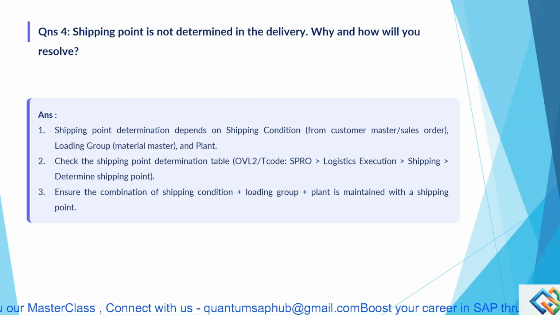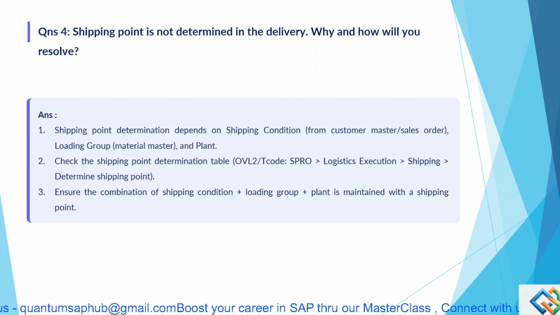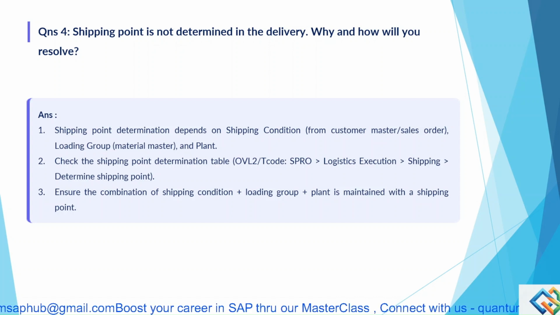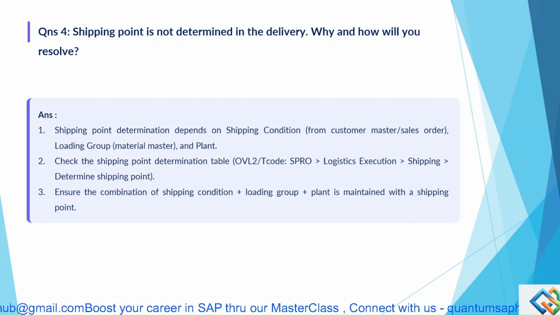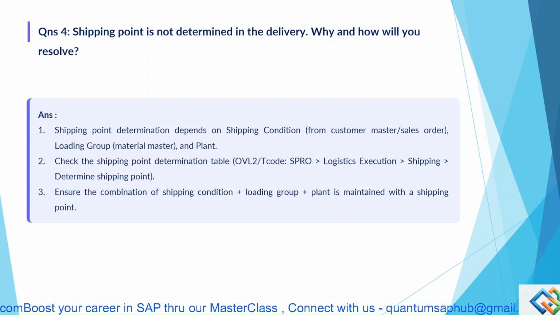The user has created the sales order. He has not looked at the shipping point because it is in the shipping tab of the line item, so he has not gone to see that. He has not gone to that line item to see what shipping point is determined, but has gone to the next screen when he saved the order, or gone for creating a delivery, and it says that there is no shipping point. So shipping point is not determined in the delivery. That's why. So how can we resolve this?